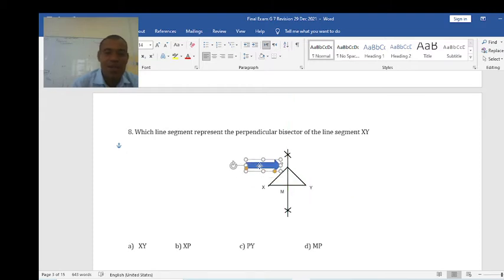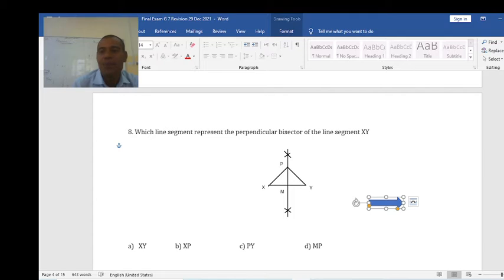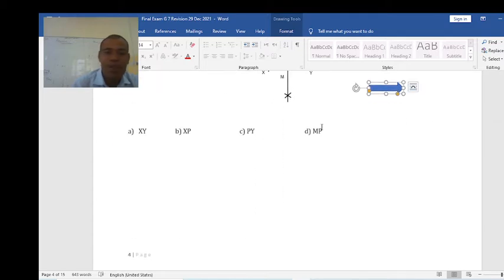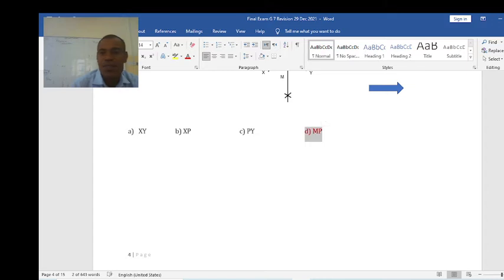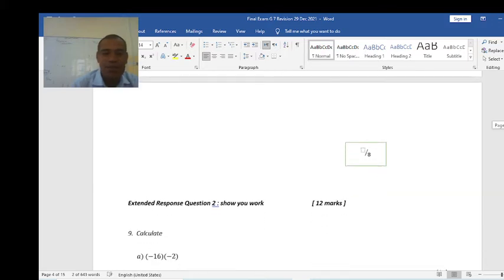So, it is PM, because the perpendicular bisector passes through P, the vertex of this triangle, and also passes through the midpoint of the line segment XY. That's why this is the perpendicular bisector. So the correct answer is MP or PM. Okay? This is, learners, the correct answer. Clear? The next example we have.